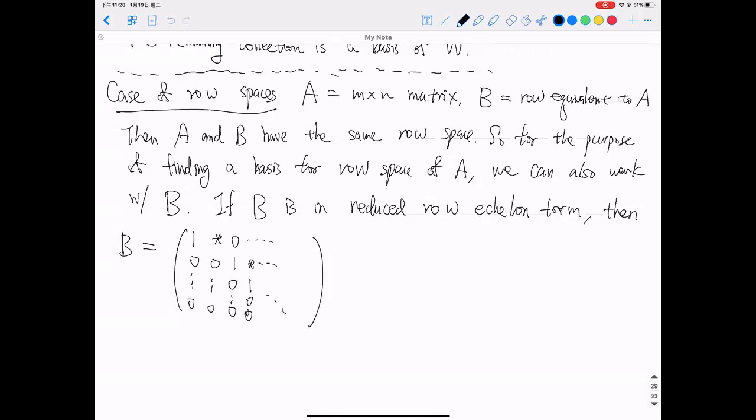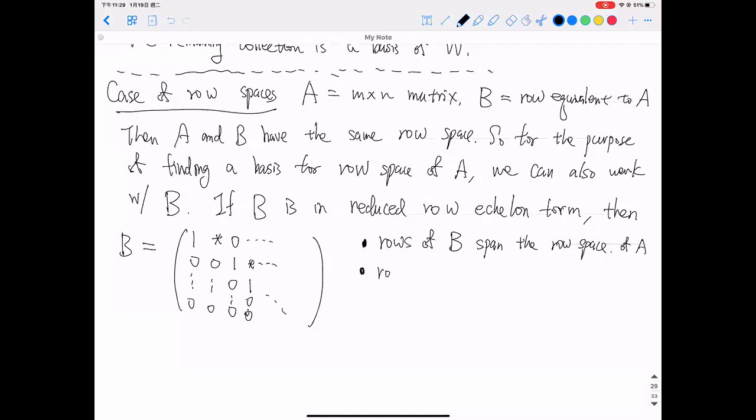Okay, so now there's an easy observation. There are two easy things to make at this point. The first thing is that by definition, the rows of B span the row space of A and B because they have the same row space. That's just the definition of row space.